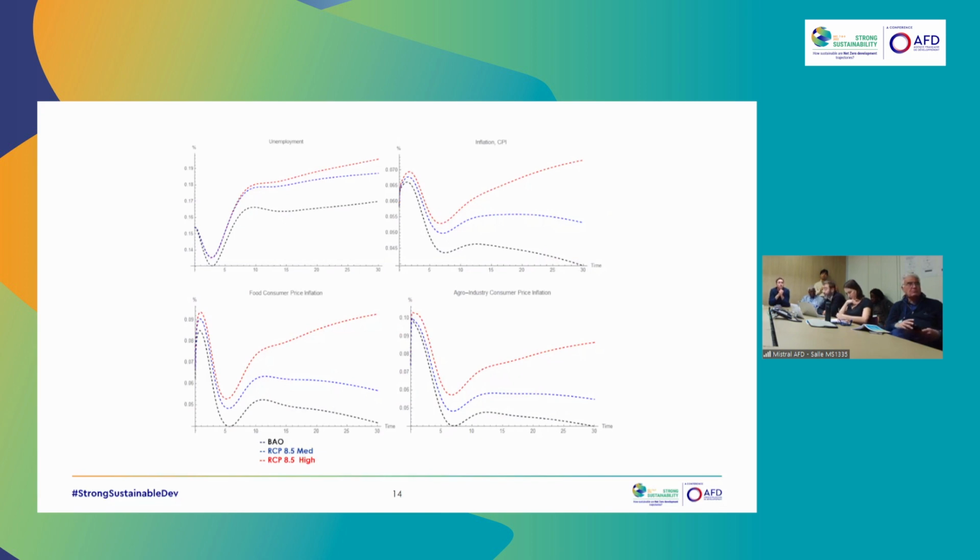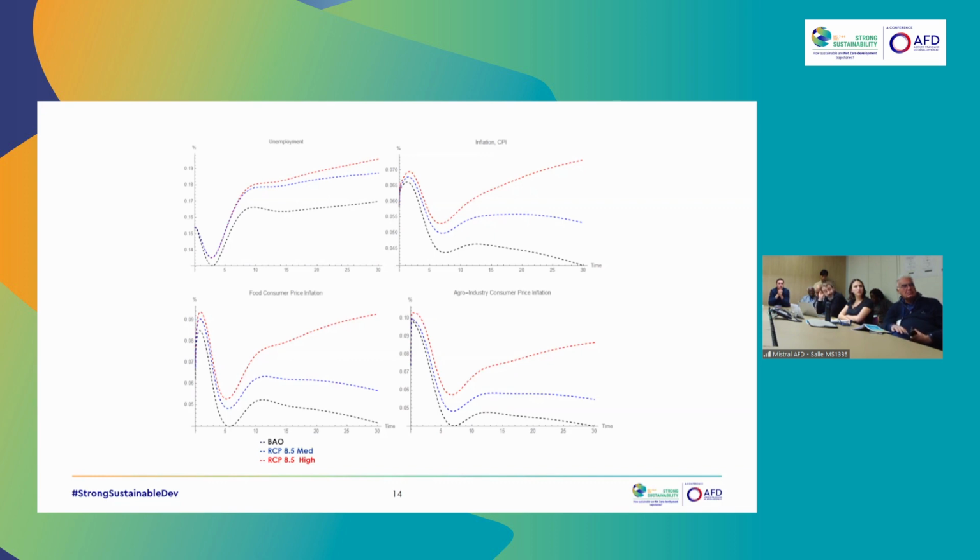And in all of the simulations, you're going to see that the black line flattens. The baseline is stable. There's a bit of fluctuation, but as you can see in the baseline, unemployment stabilizes at 16%. Inflation, general inflation around 4%, food price inflation around 4.5%, and again, agro-industry food inflation around 4.5%. The blue line is our optimistic RCP 8.5 scenario, and the red is the pessimistic one. I'm going to mainly talk about the red because that's the most likely one in our opinion, really.